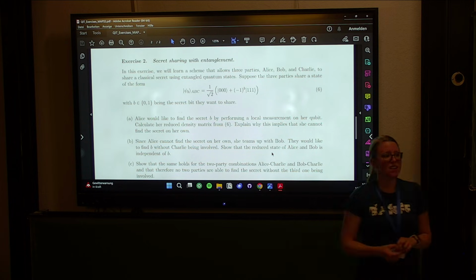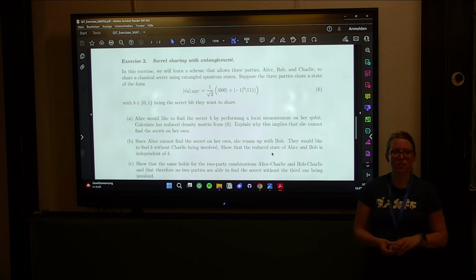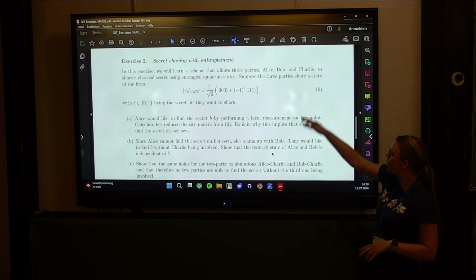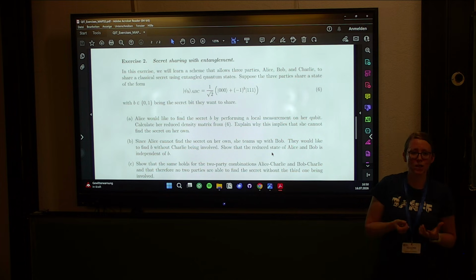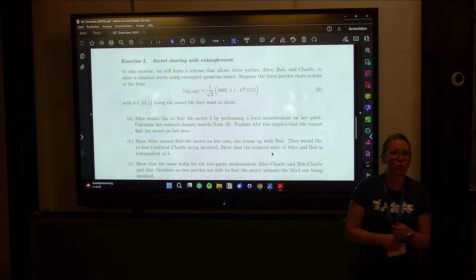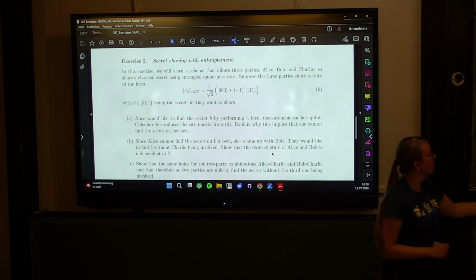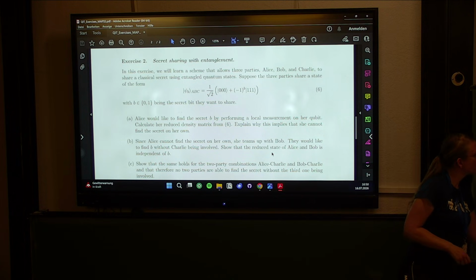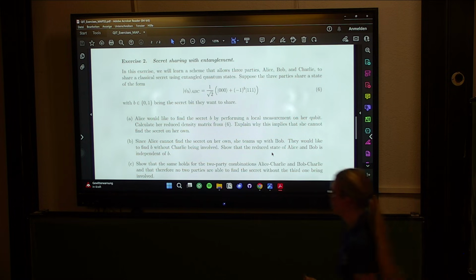Okay, in the second exercise, this is a different direction. Here we want to use quantum states, specifically entangled quantum states, to share secrets. Let me erase this.